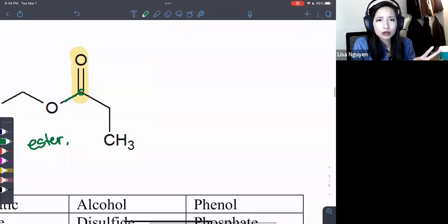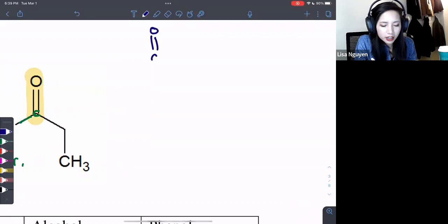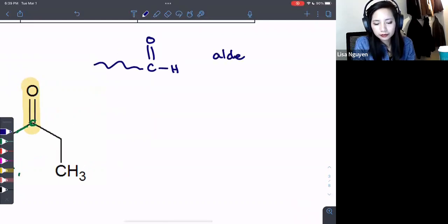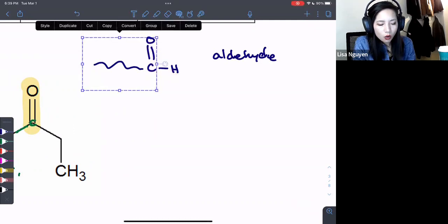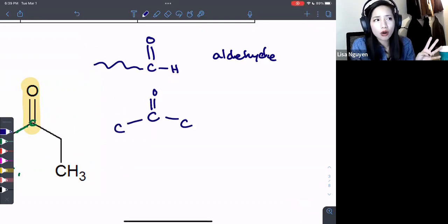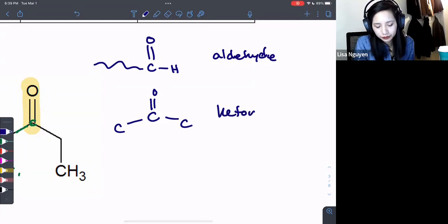So just going through all of those carbonyl containing compounds, the simplest one that we can have is an aldehyde, where we have our carbonyl carbon and there's a hydrogen attached to it. Or we could have a carbonyl and there are two other R groups attached to it, so just other carbons. This is a carbonyl in the middle of a molecule. This is a ketone, right?